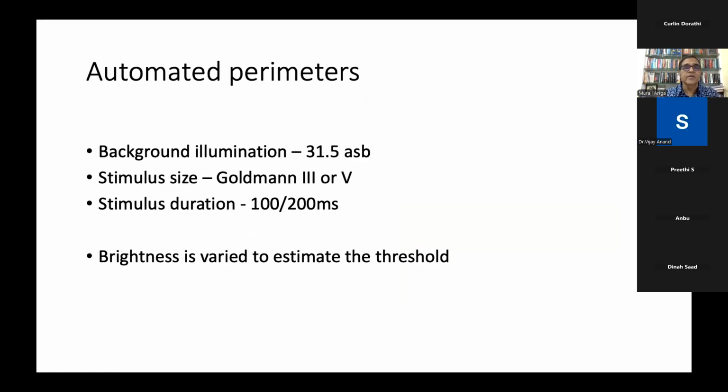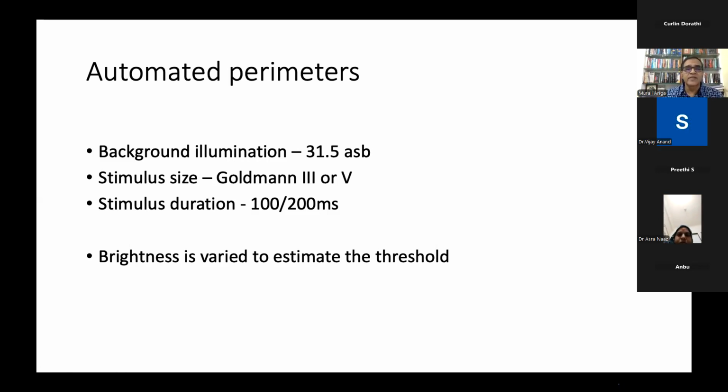We have a standard background illumination of about 31.5 apostilbs in most of the perimeters. We also have a stimulus size of about Goldmann size 3 or size 5. Usually it is Goldmann size 3. And I'll explain to you why we have chosen Goldmann size 3 as the default stimulus size. And the stimulus is presented for a brief 100 to 200 milliseconds. And beyond that, there are various aspects why the stimulus duration should not exceed 100 or 200 milliseconds. And of course, the brightness is varied to estimate the threshold.